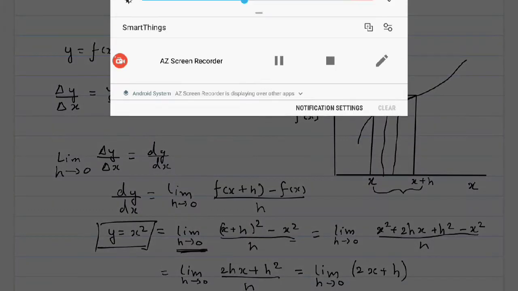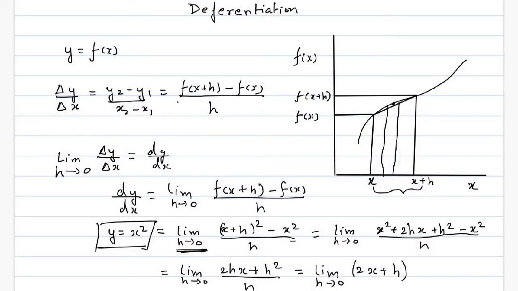So as soon as my h is not in the denominator, I can put my h equal to 0. If I put h equal to 0 here, I get 2x. So we get the differentiation of x square with respect to x will give us the value 2x. This is how we solve or find different formulas of differentiation using our first principle.